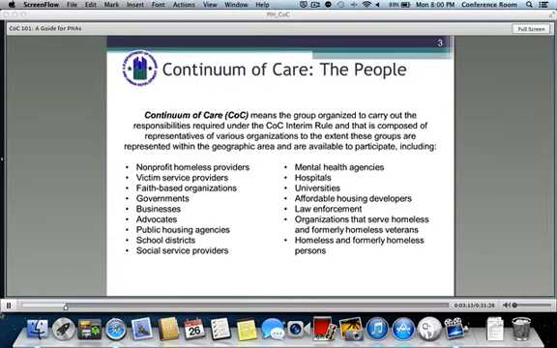A CoC is composed of representatives of various organizations listed on this slide, including nonprofit homeless service providers, faith-based organizations, businesses, advocates, public housing agencies, school districts, etc. HUD places a high value on the extent to which all of these types of organizations are part of the CoC membership, to the extent that they are represented within the geographic area and are available to participate.